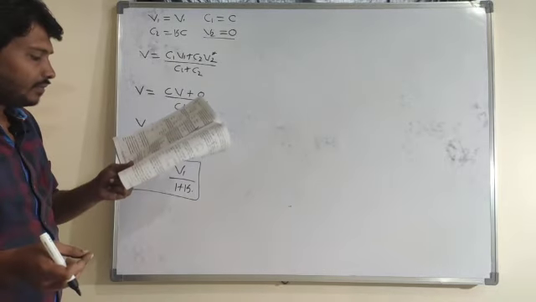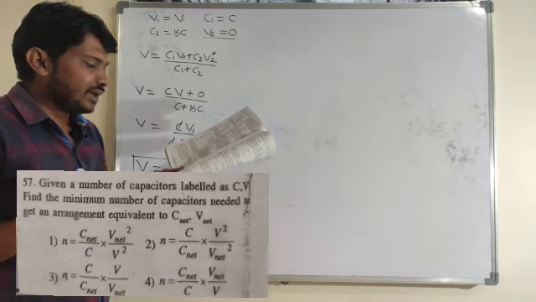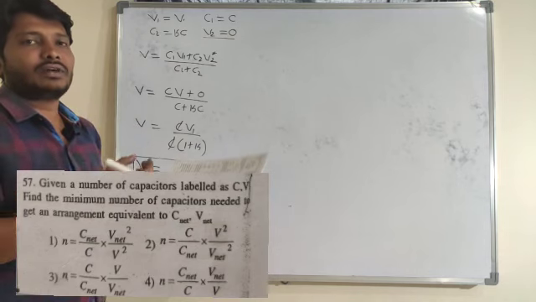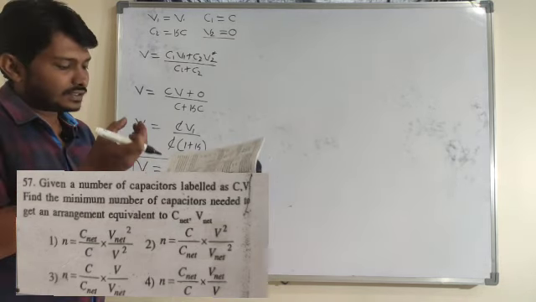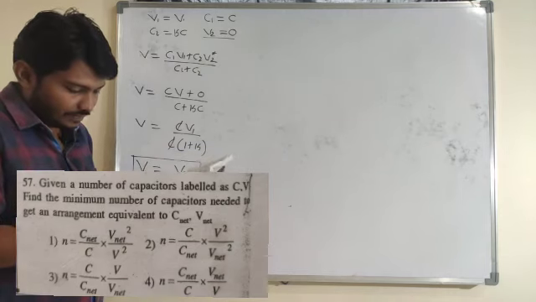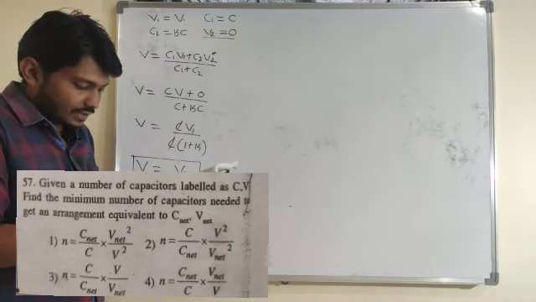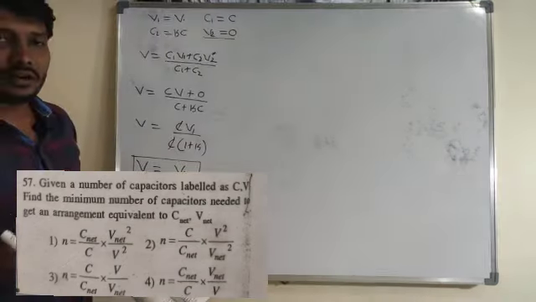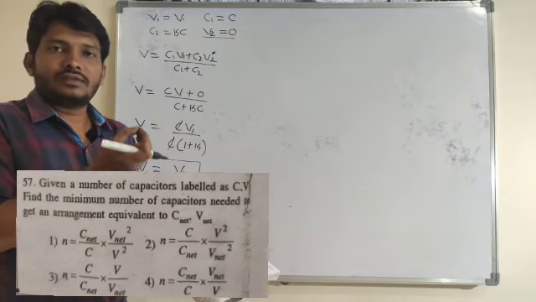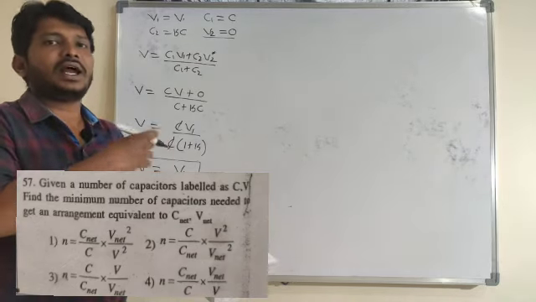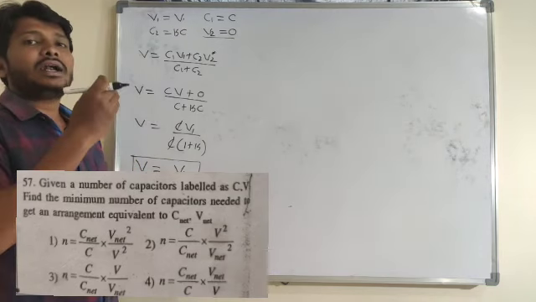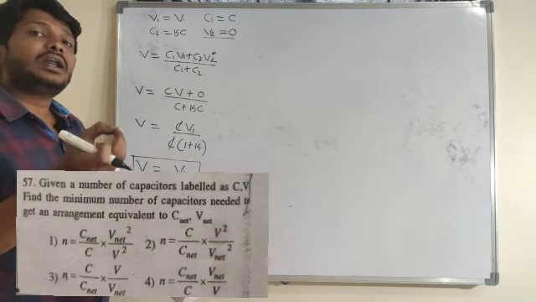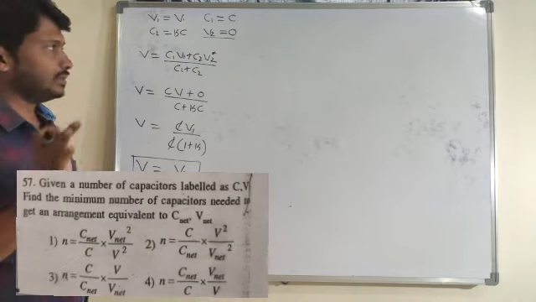Next one: given a number of capacitors, each with capacitance C and potential V. Find the minimum number of capacitors needed to get an arrangement equal to C net and V net. So I have a number of capacitors, each with individual capacitance C and individual potential V. In order to get a net capacitance C net and a net potential V net, I need to find how many minimum capacitors are needed.